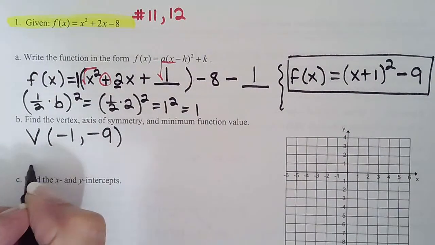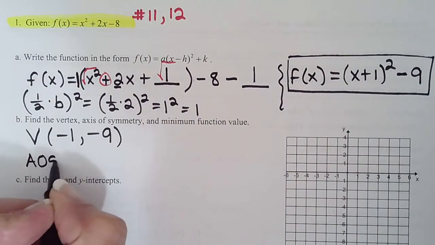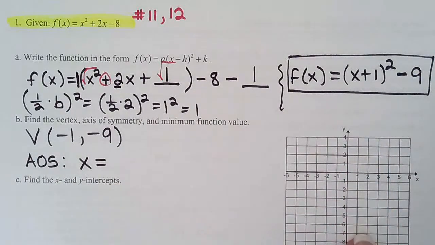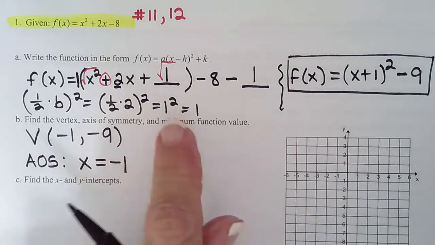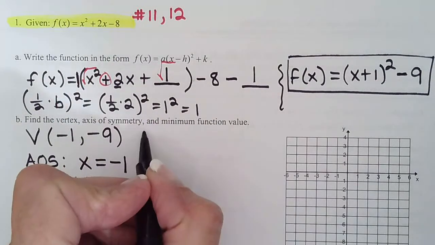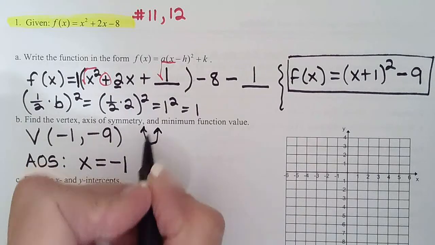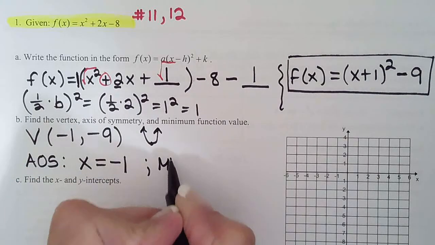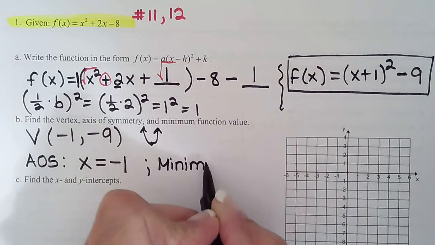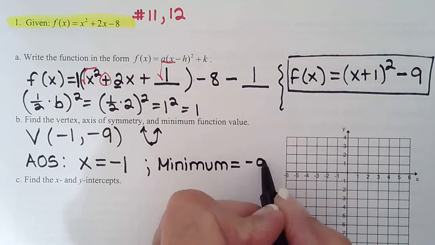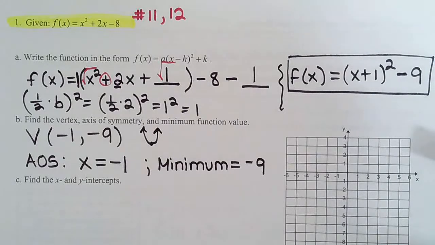Now it wants the axis of symmetry. So the axis of symmetry, if you remember back from your last section, is always x equals, because it's going to be a vertical line, and you just pull the x right from there. This parabola, leading coefficient 1, cups up. So that means the vertex is going to be a minimum. So the minimum is always the y of the vertex, which will be -9. That means it's going to be the lowest y on the graph.